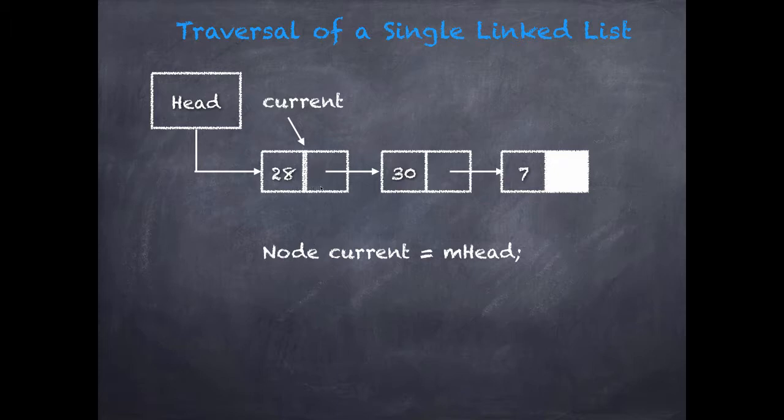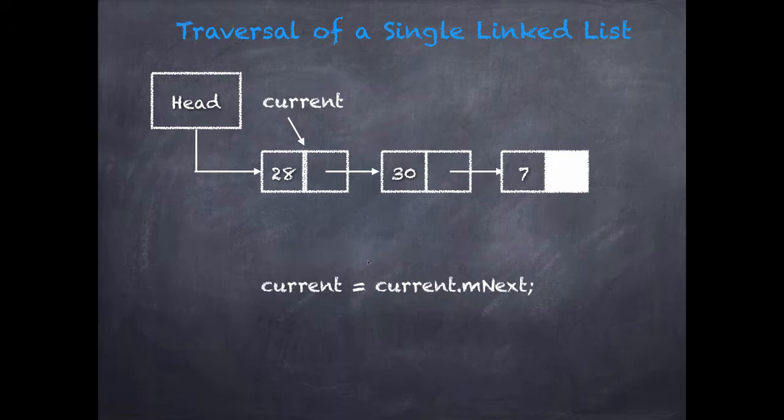The data member next of current refers to the next node in the linked list, which is the node which has a value 30. So to make current refer to this node, you would execute the statement current equals current dot next. By this, current now refers to the node 30.